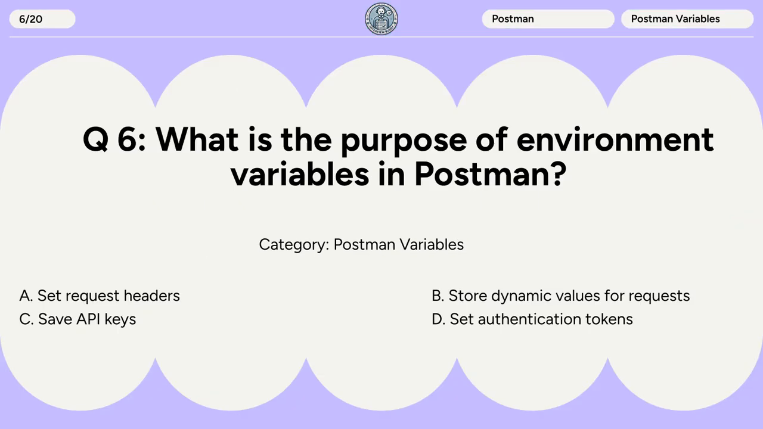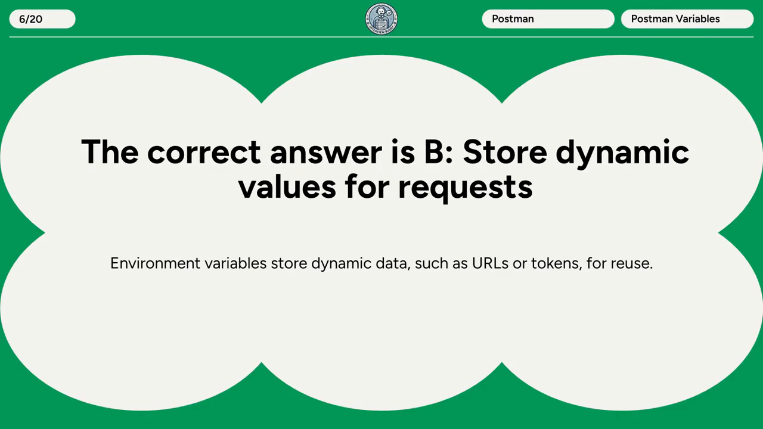Question 6. What is the purpose of environment variables in Postman? A. Set request headers. B. Store dynamic values for requests. C. Save API keys. D. Set authentication tokens. The correct answer is B. Store dynamic values for requests. Environment variables store dynamic data, such as URLs or tokens, for reuse.